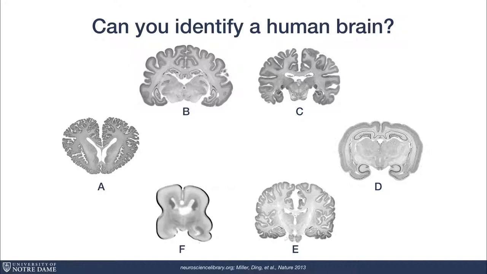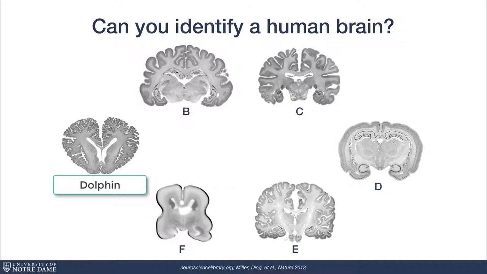So these are six images of animal brains that have been sliced and stained and imaged. And I want to see if you can identify a human brain. So think to yourself, I'm going to ask you to raise your hands. So who thinks that A is a human brain? Raise your hand, anybody? Okay, all right, good. That's a dolphin. So dolphins have a lot of very small folds. This is the feature that I'm basically interested in studying. So that is not us.